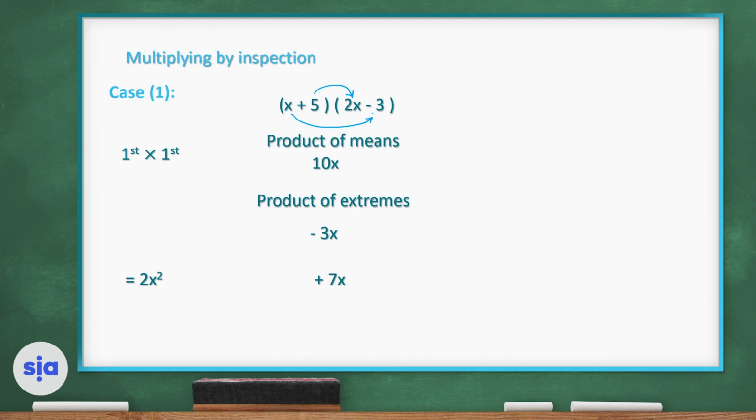The third step is to multiply the second by the second, as 5 times negative 3 is negative 15. And this part is your final answer. So the answer is 2x squared plus 7x minus 15. First times first, means and extremes combine together, then second times second.